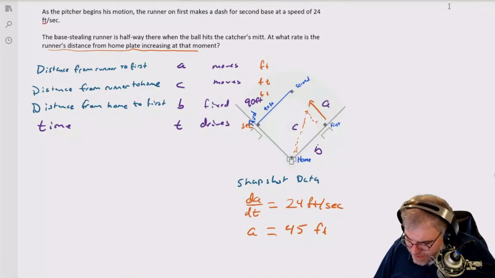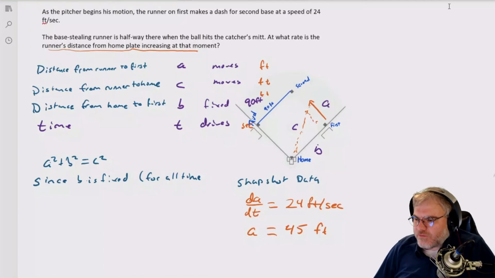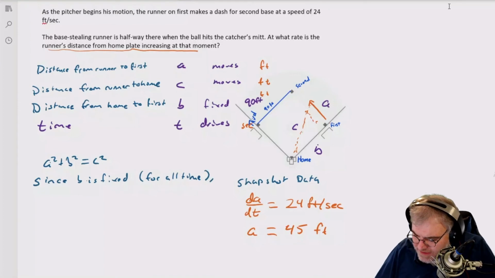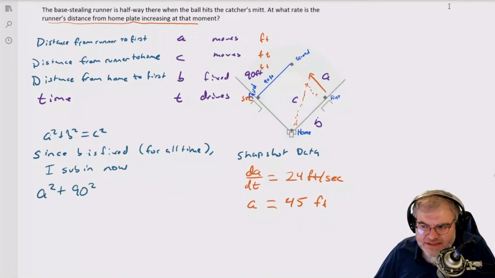And now I have my relationship. Well, my relationship is A squared plus B squared equals C squared. Since B is fixed for all time, forever and ever, the distance from home to first is 90 feet. That does not change. I sub it in now. So I'm going to have A squared plus 90 squared. I'm going to leave that as 90 squared. I'll show you why in a minute.